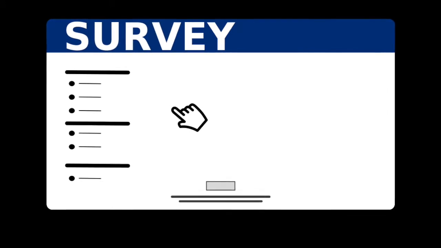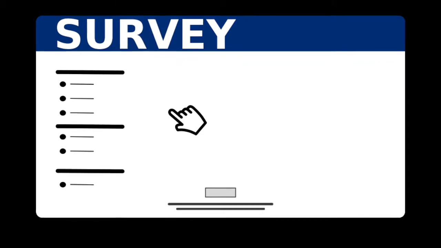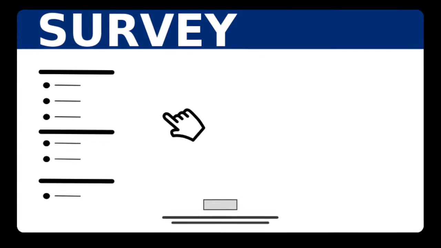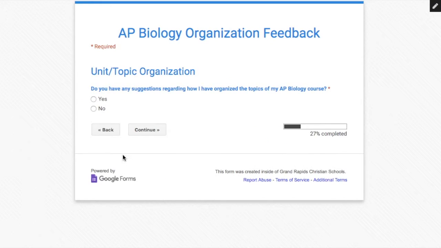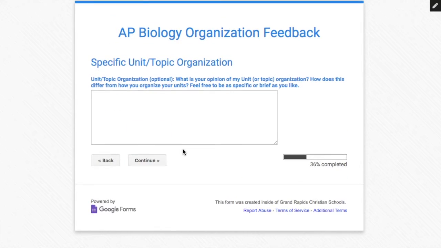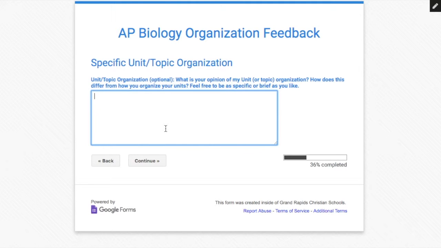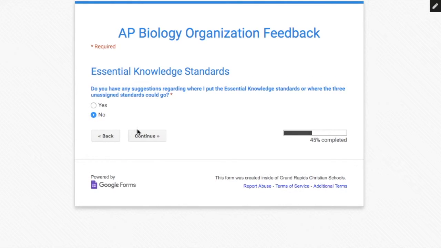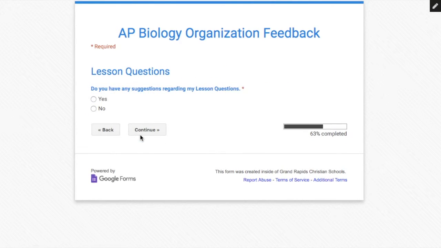In addition to asking them to comment on the Google Doc, I also created a survey to get some more specific feedback. I set up the survey in a way to allow teachers, if they had something more to say, to click yes, and it would take them to a page where they could provide that feedback. However, if the teacher didn't have anything more specific to say, they could click no, and it would just take them to the following section.